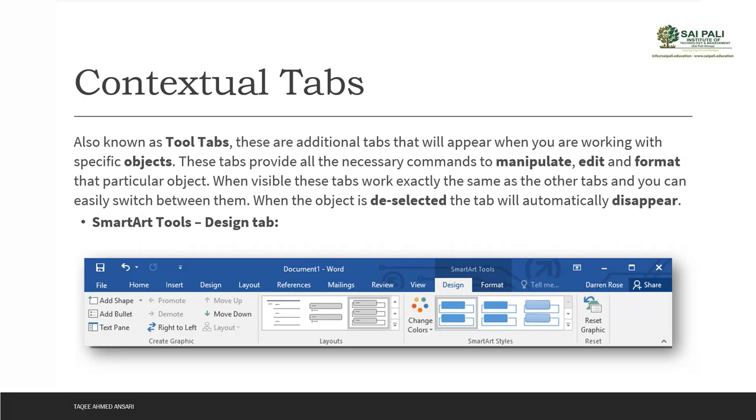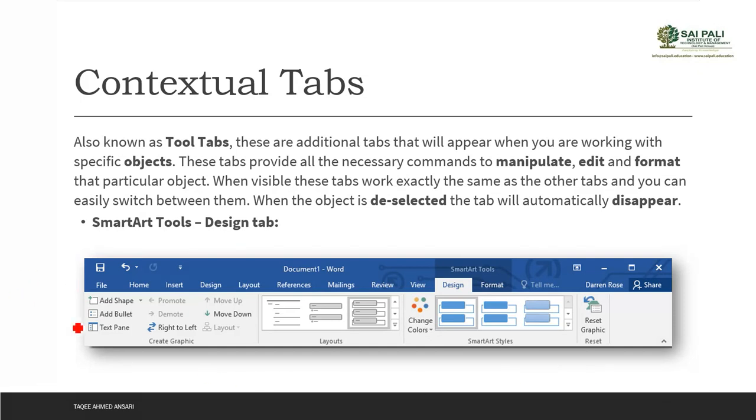They become visible automatically when you select those objects, like when you add images, shapes, SmartArt, tables, whatever. When you select them, they automatically appear, and when you deselect, they automatically disappear. But when they are there, they work the same as the other tabs. You can move and select any other tabs just like these tabs. So these tabs come with those different objects when you add them.